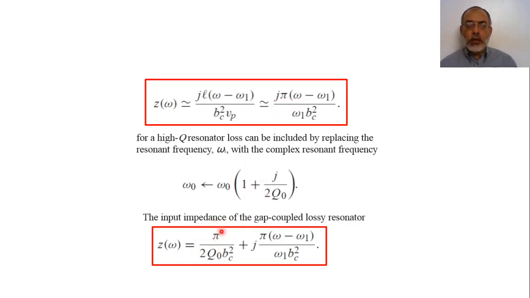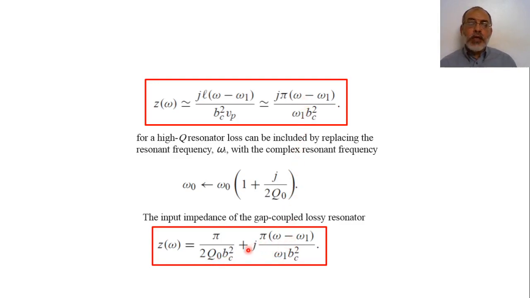We have pi over 2Q naught BC squared. Actually, this is j multiplied by minus j by omega 1 over 2Q naught omega 1 BC squared. And omega 1 is eliminated with omega 1. j multiplied by minus j is unity. So the real part is pi over 2Q naught BC squared. And the imaginary part is exactly the same as the previous one.